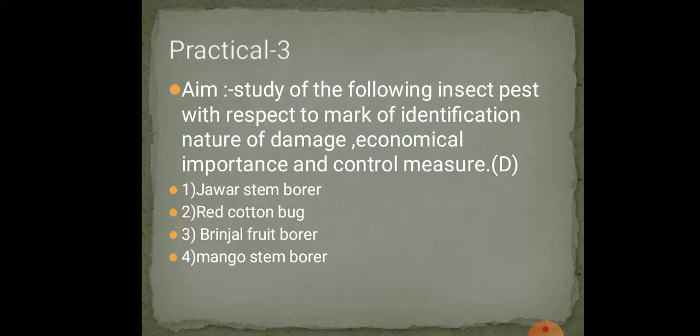In this practical, we study four insect pests, that is jawar stem borer, red cotton bug, brinjal fruit borer and mango stem borer. We see these insect pests one by one. First of all, we see the jawar stem borer.